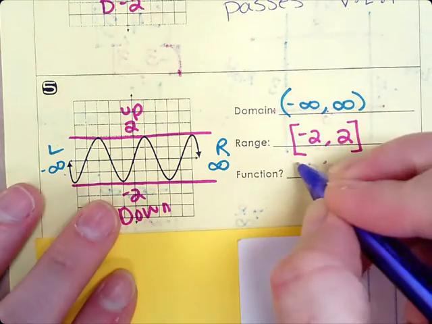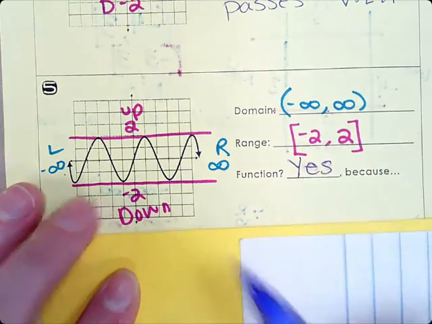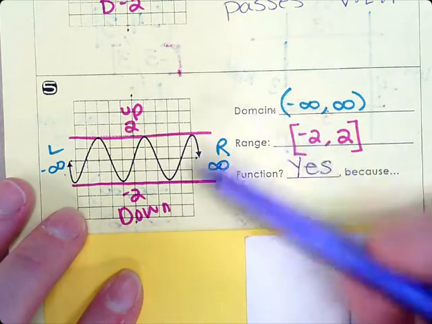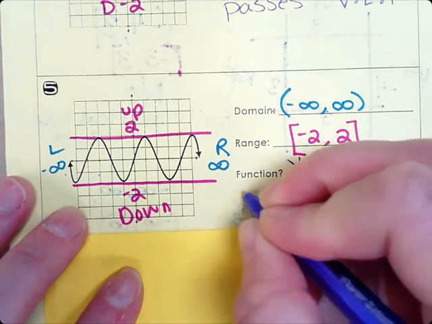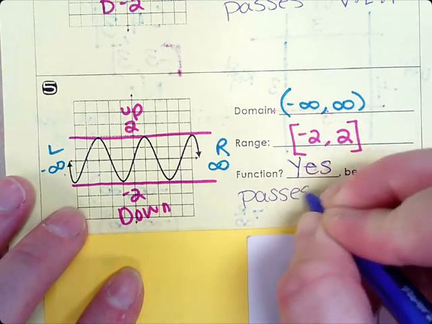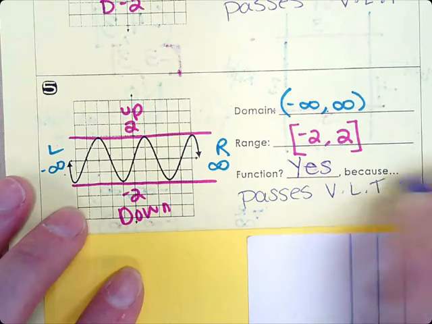Is it a function? Yes. If I were to do the vertical line test, it only passes through one time. So it passes the vertical line test.